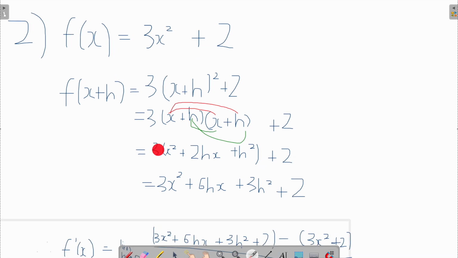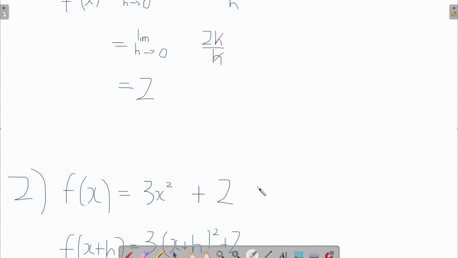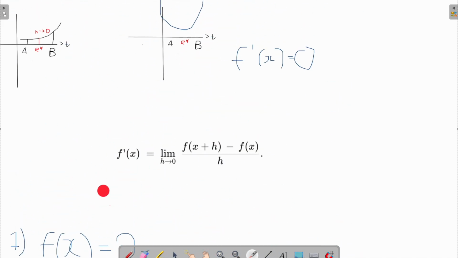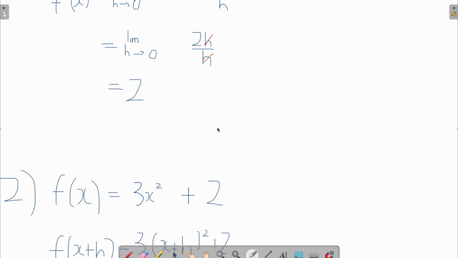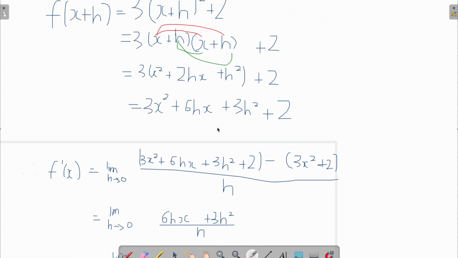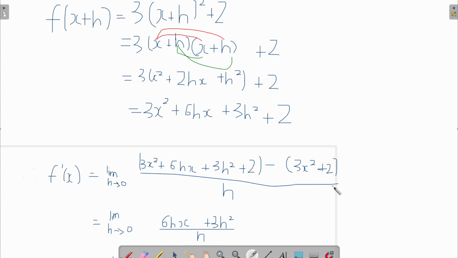Awesome. So just expanding this out, 3x squared, 3 times 2 is 6, so we get 6hx. And then 3 times h squared is 3h squared. Awesome. So now let's go back to our formula. f dash of x equals the limit as h approaches 0 of f of x plus h minus f of x all over h. So we plug that in here. So this is our f of x plus h. This is our f of x.